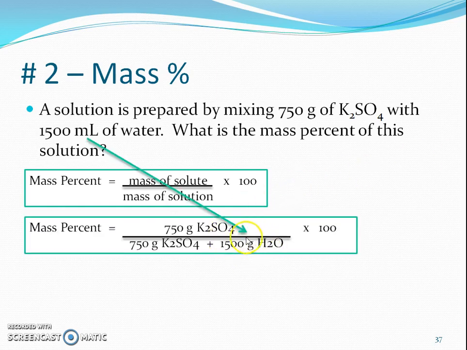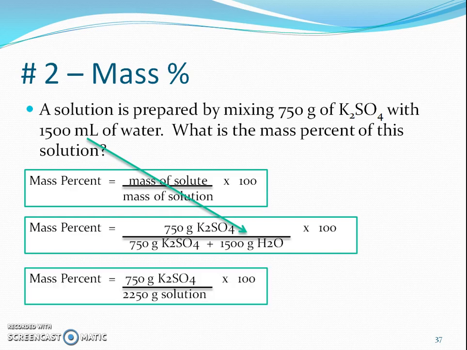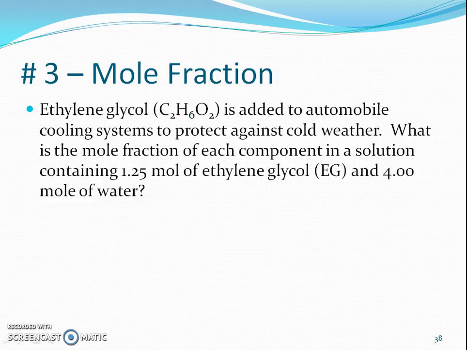Okay, so here's our kilograms. We want to remember that 1,500 milliliters of water really means 1,500 grams. Milliliters and grams of water are the same for our purposes. Now, we know that the density does change depending on the temperature of water, but for the most part, we can say that 1 milliliter of water equals 1 gram of water. So hopefully you got that as an answer.